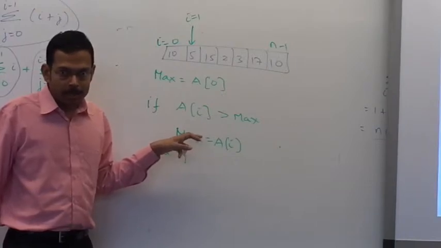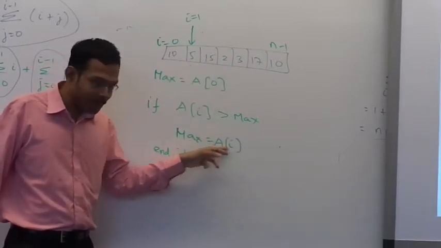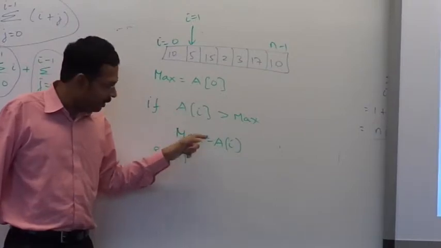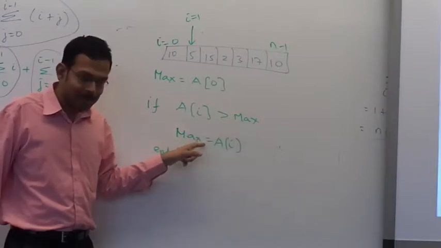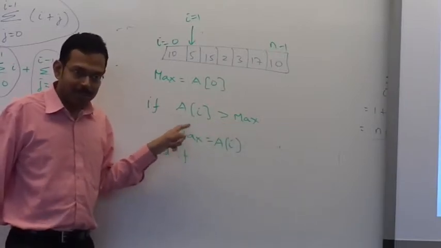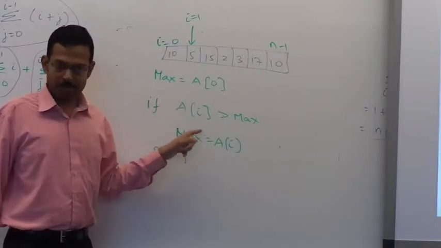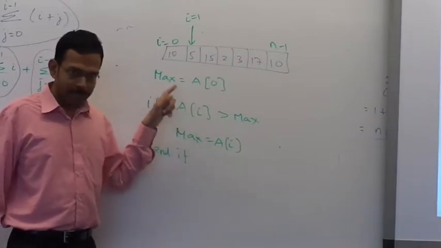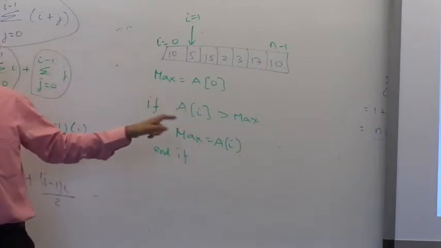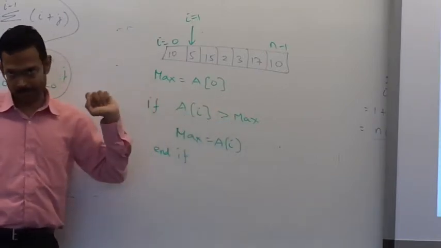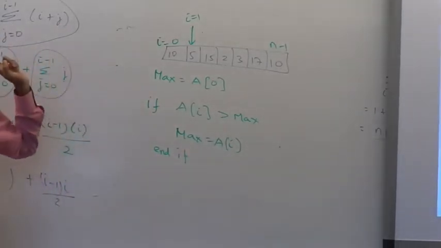It may take the same time as comparison, but it is not executed all the time. Only if A of i is greater than the maximum are you assigning this. So there's no guarantee that you are doing this assignment operation every iteration. But you're always doing this comparison every iteration. Clear? Any question up to this point?